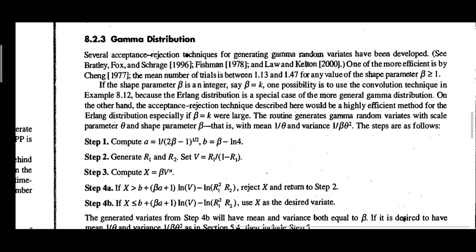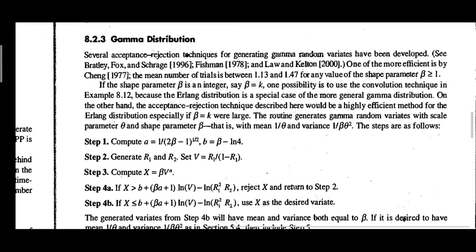As per Cheng, the mean number of trials is between 1.13 and 1.47 for any value of the shape parameter. Let it be beta, its value should be greater than or equal to 1. If the shape parameter beta is an integer, let's say k, one possibility is to use the convolution technique in the previous example.